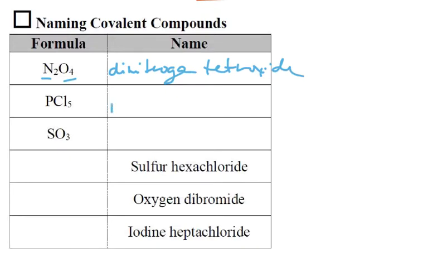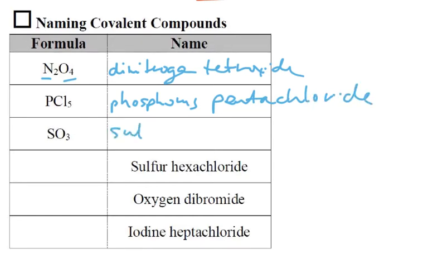The next one here is going to be phosphorus. Remember, the first part of it is just the name of the element, phosphorus, and there's only one of them. And we have 5 chlorides, so that's pentachloride. Third one, we can see we have sulfur. And we have 3 oxygens, so that's trioxide.